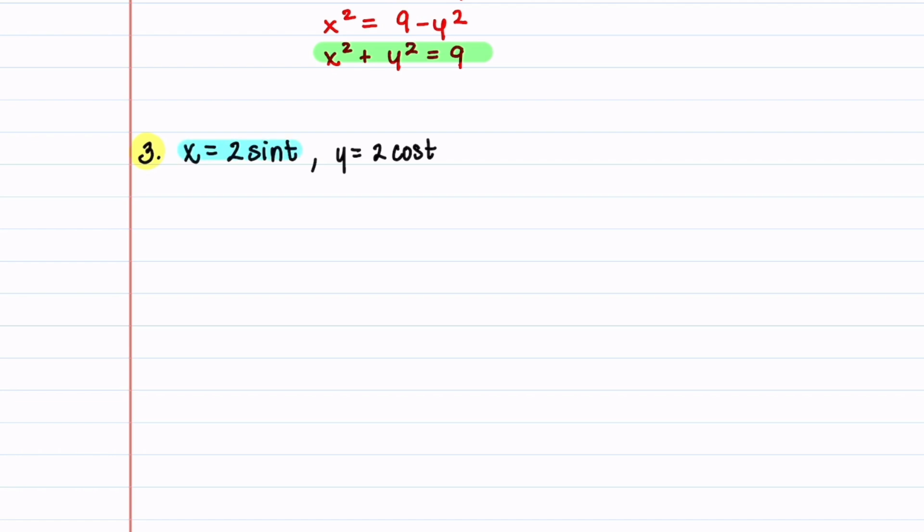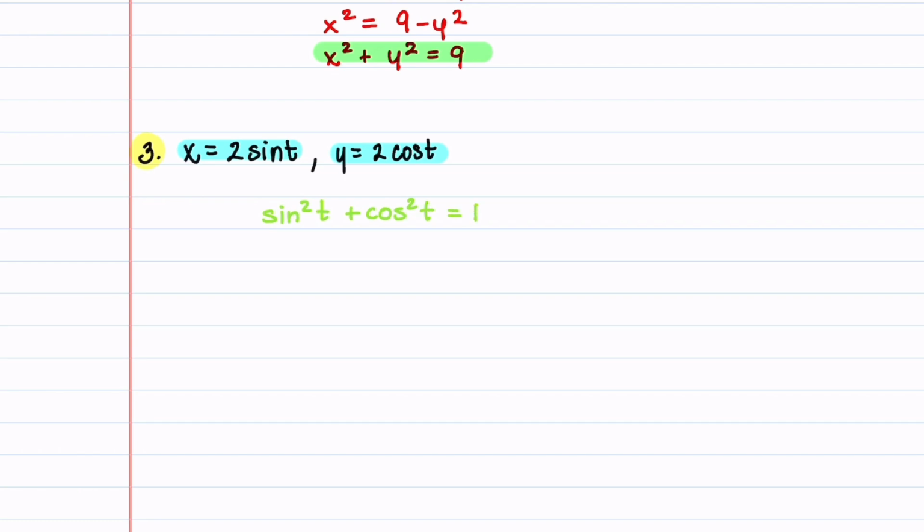Since x is equal to 2 sine t and y is equal to 2 cosine t, we can't easily solve for t. Because of this, we need to use a trig identity that relates x and y. See if you can think of an identity that would relate x and y. You may have come up with sine squared t plus cosine squared t is equal to 1.